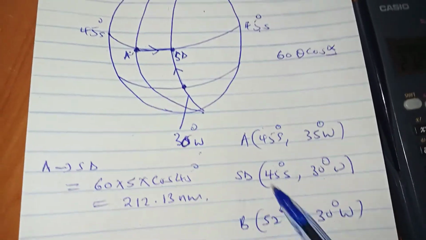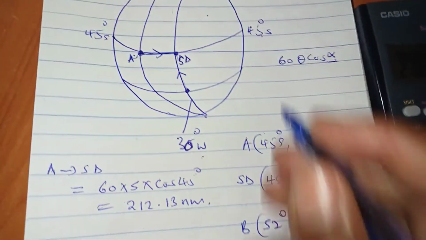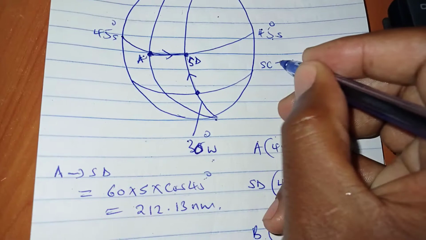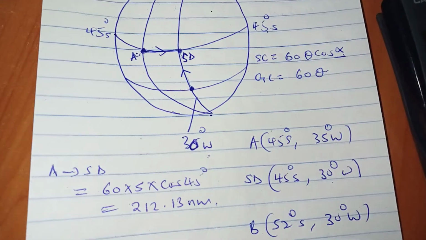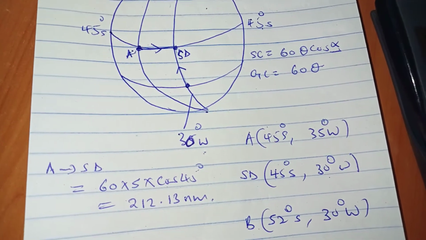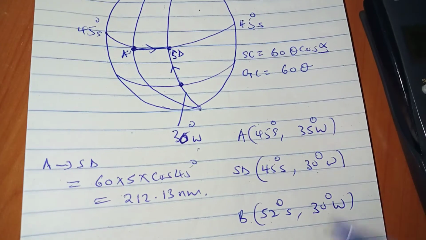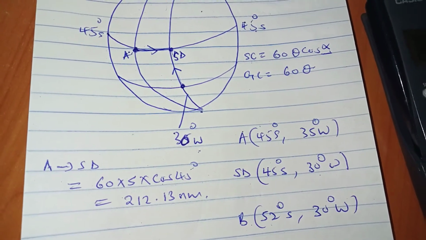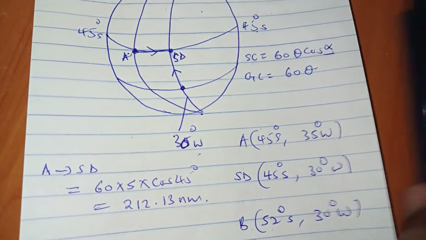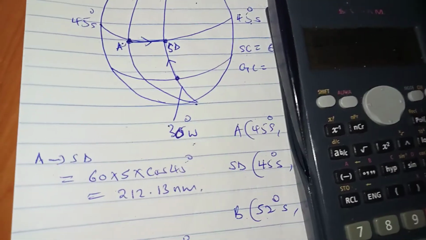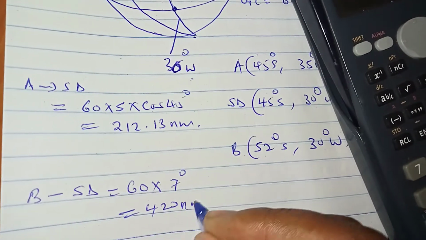Then we also take the other distance here, B, to where the ship in distress is. This is along the great circle because we are traversing on the longitude. So for the great circle, we have 60 theta. So we take 60 times the latitudinal difference. The latitude difference is 52 minus 45. You get a 7. So you get 420. We don't need a calculator to solve that. So this is 420 nautical miles.